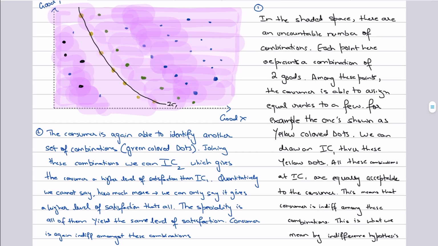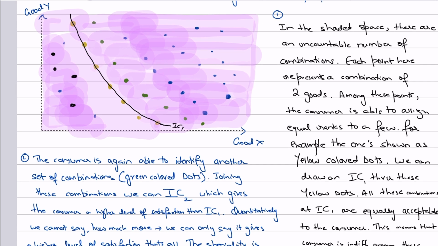So this is what is meant by the indifference hypothesis. The indifference hypothesis is telling us that within the same indifference curve the consumer is indifferent among all the combinations that are on that indifference curve. And then, going ahead, the indifference hypothesis will tell us that the consumer knows that, okay, this is the indifference curve that yields the same satisfaction, but then we have a higher indifference curve as well that represents higher satisfaction.